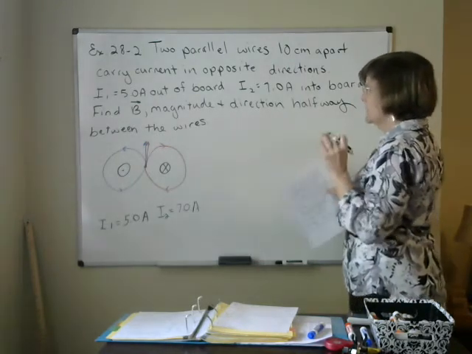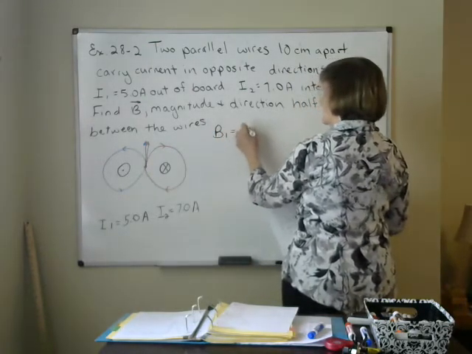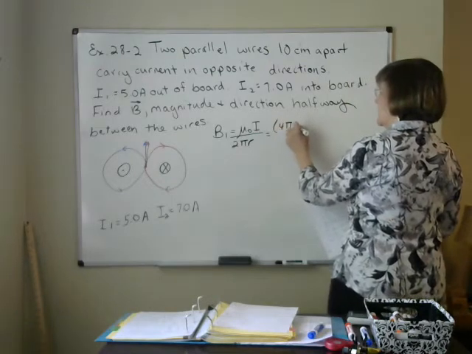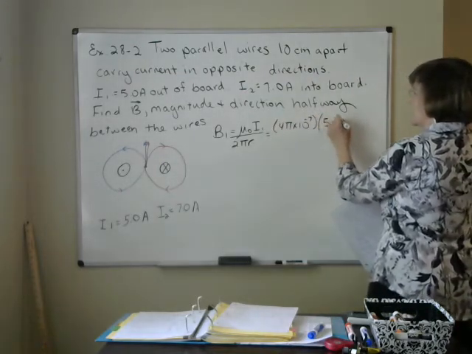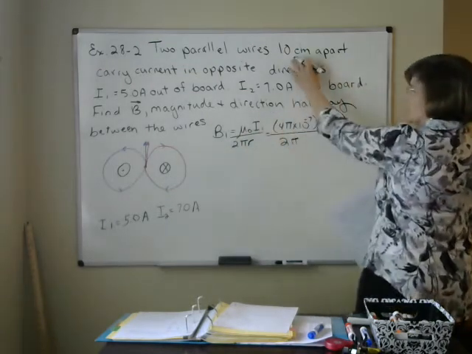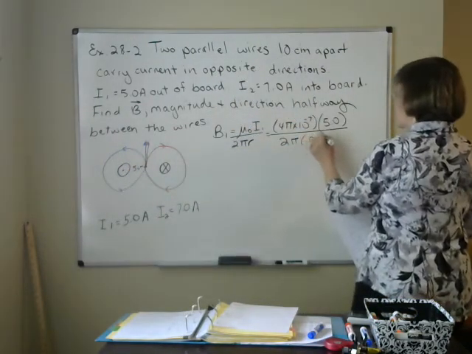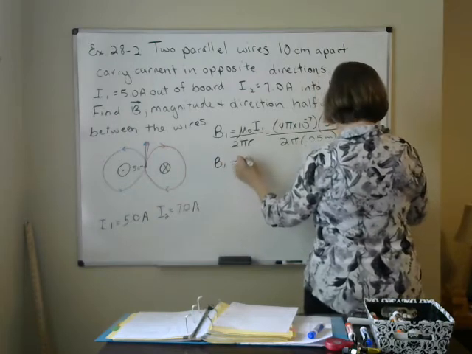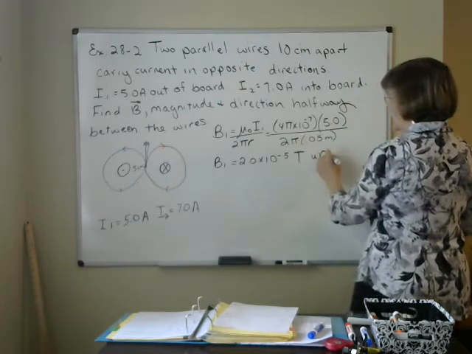We need to calculate the magnetic field due to the first wire. That's mu naught I over 2 pi r. Mu naught is 4 pi times 10 to the negative 7. For the first one, the current was 5 amps. And the distance here, if they're 10 centimeters apart, is 5 centimeters, so that is 0.05 meters. That one came out to be 2.0 times 10 to the negative 5 Tesla. And we know directionally it's pointing straight up.